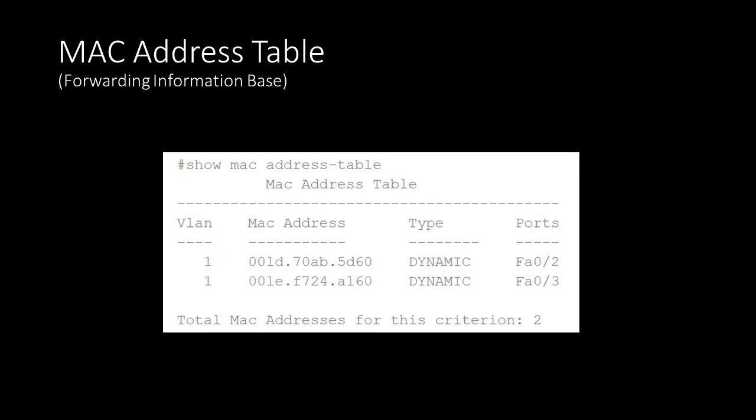The job of the forwarding information base is to map MAC addresses to physical ports. That way, when a device wants to send a frame to a specified Ethernet address, the switch knows which port to forward it out on.